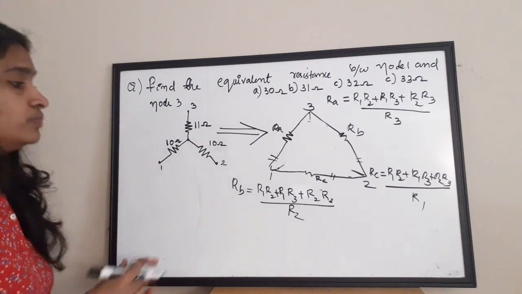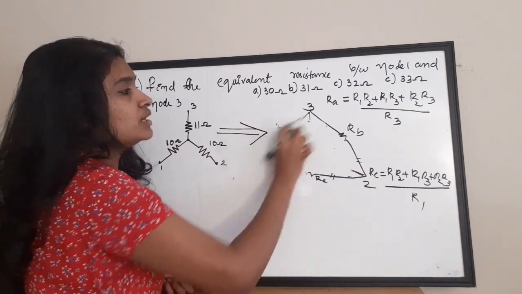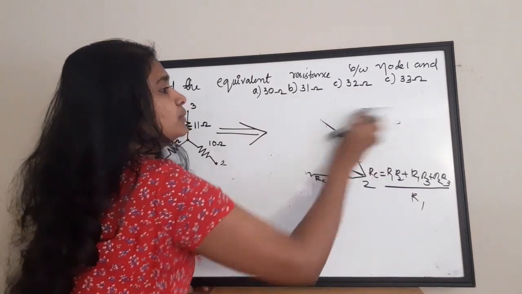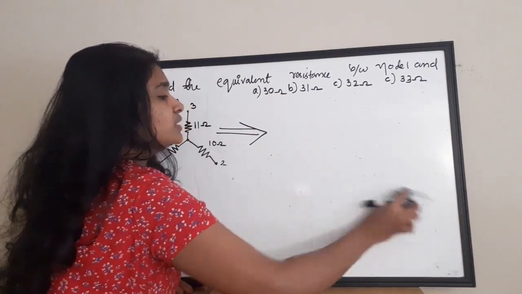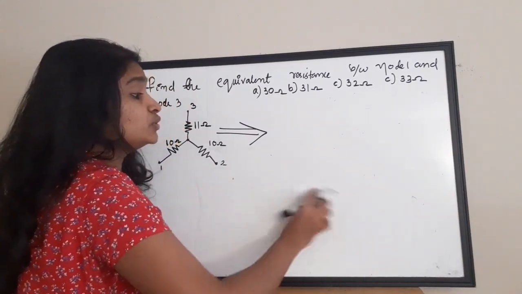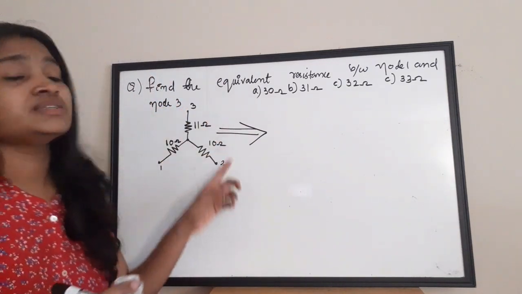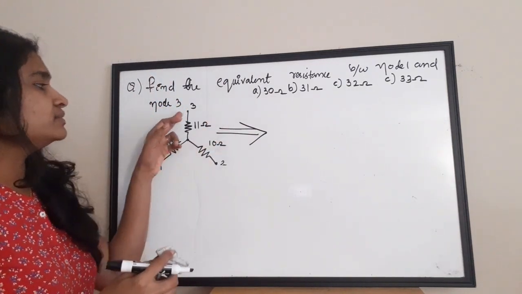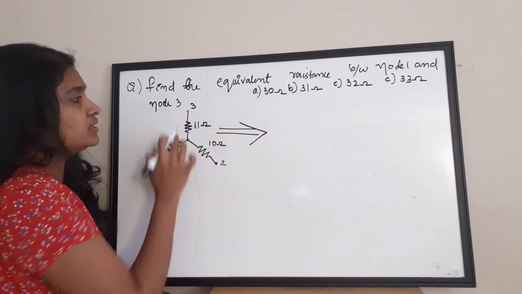Okay, so I'm going to convert it to a delta connection. I'm not going to find the value of all the three resistances. Only one resistance is needed because we are going to do this problem in a competitive exam. We don't have time to do all these conversions. We only need this equivalent resistance, right? So let us write the equation for that.